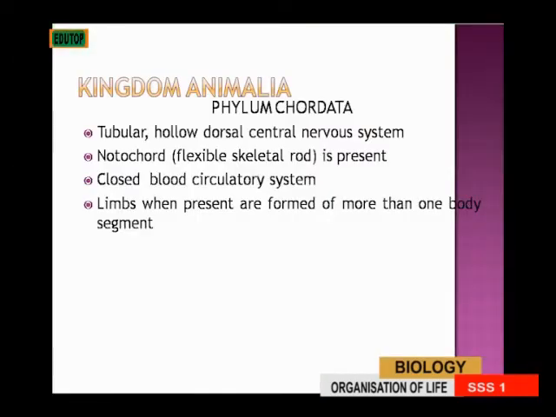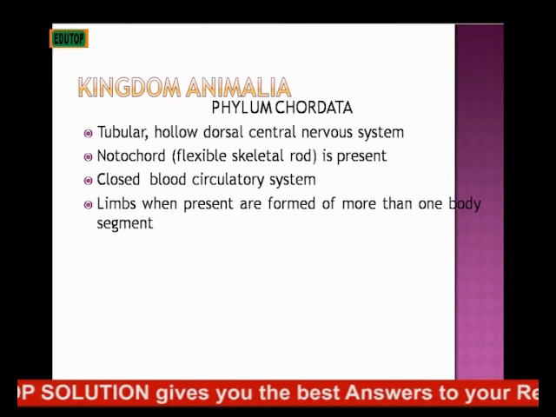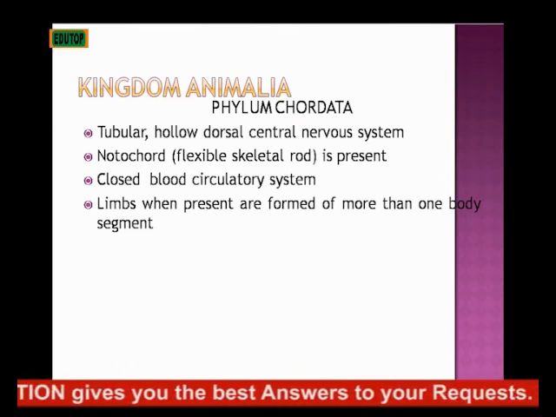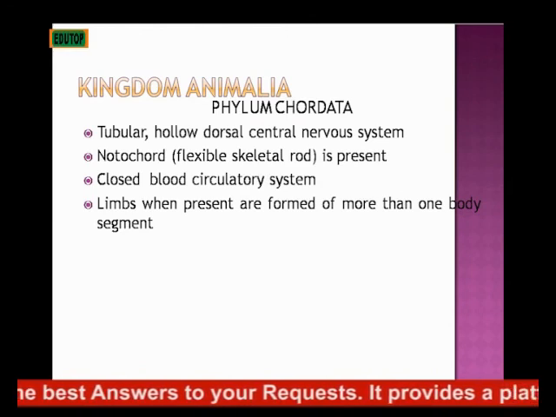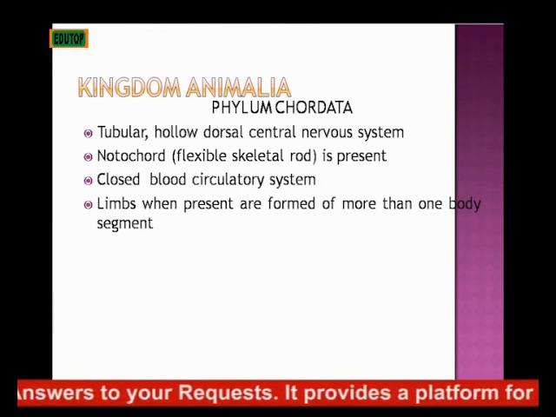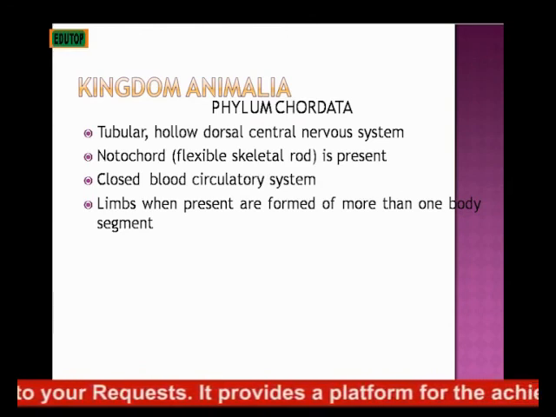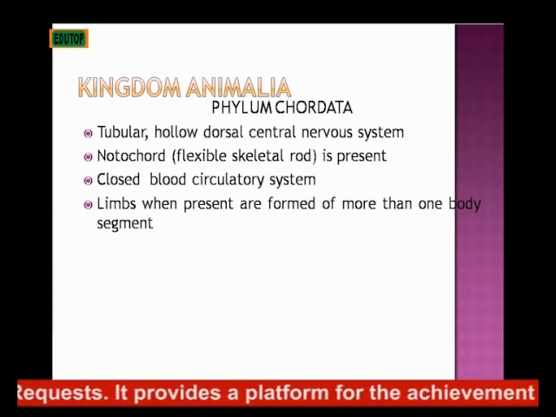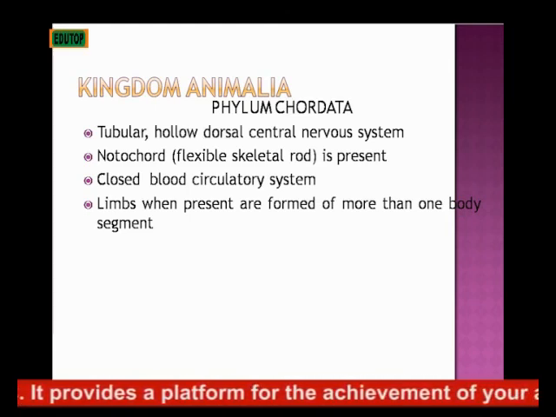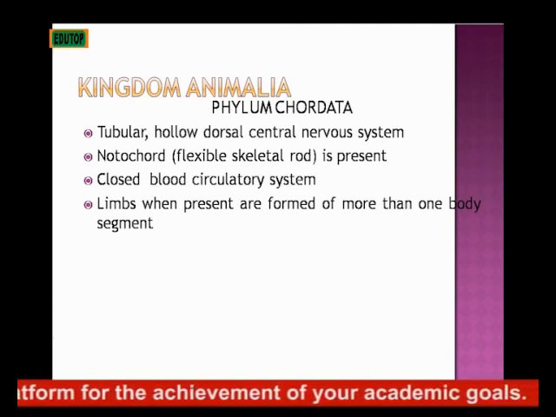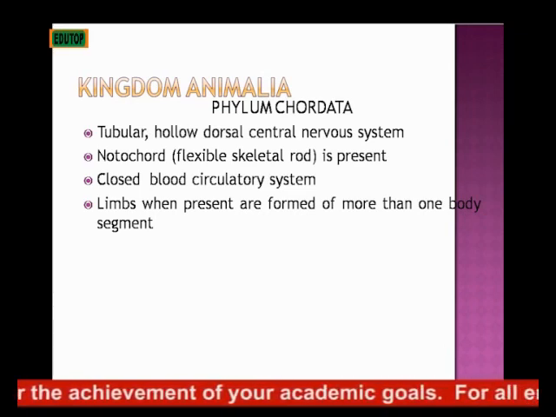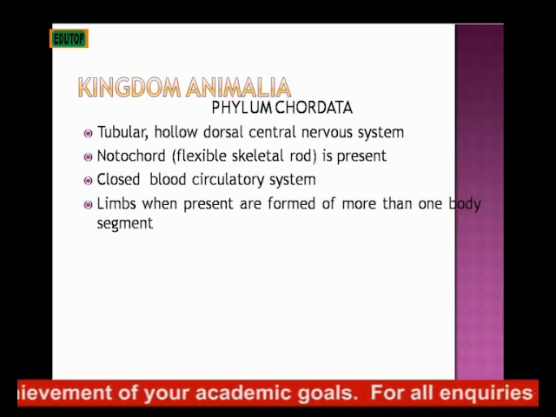Then the next phylum, we talk about phylum Chordata, or the chordates. These are more advanced. You will see as we begin to describe their characteristics. They have a well-developed, well-coordinated central nervous system. They have a flexible skeletal rod present. So that's why they are called chordates, because of their skeletal rod that is present. Then they have a closed blood circulation.